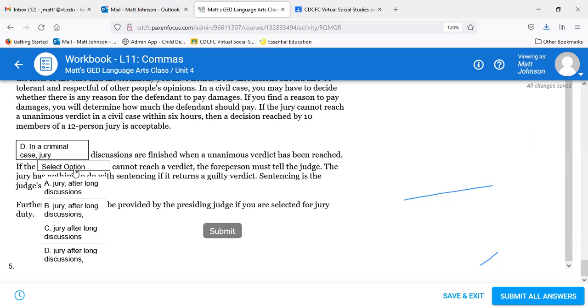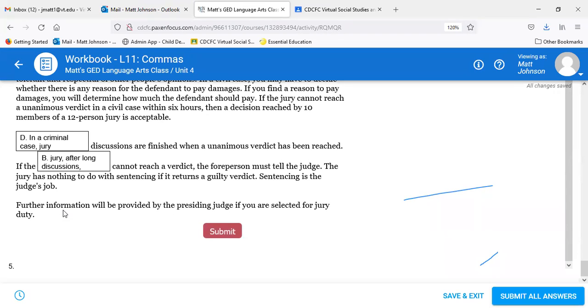If the jury, after long discussions, cannot reach a verdict, the foreperson must tell the judge. Sasha Gay, what do we want here? So this is another interruptive phrase, right? So if the jury cannot reach a verdict, we could just say that. We're inserting more information. So if the jury, comma, after long discussions, comma, cannot reach a verdict, the foreperson must tell the judge.